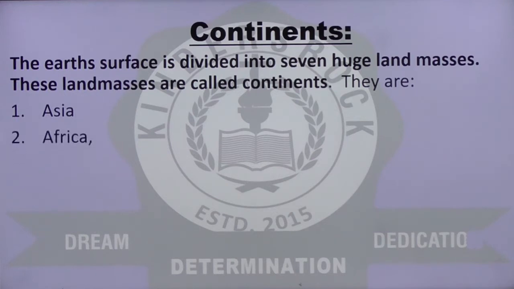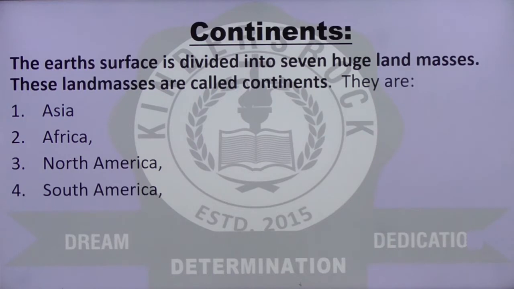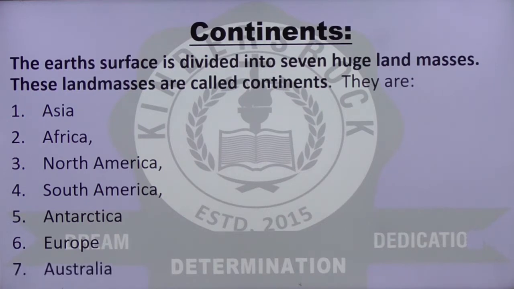Then we have the continent called Africa. Third is North America. Fourth is South America. Fifth one is Antarctica. The sixth biggest is Europe. And the smallest of all continents is Australia.